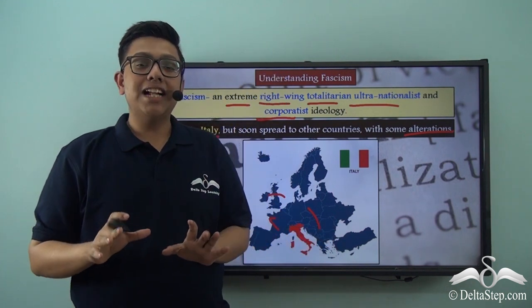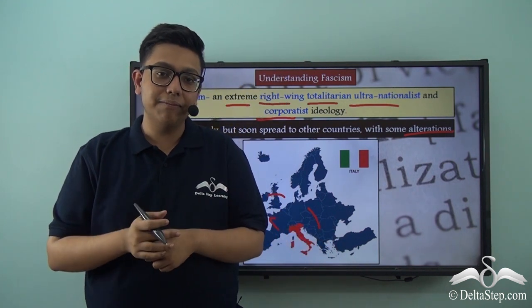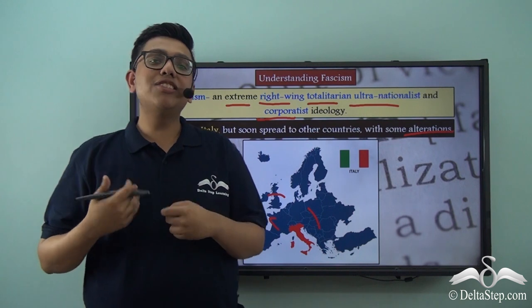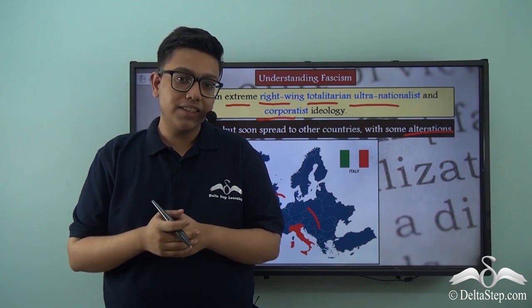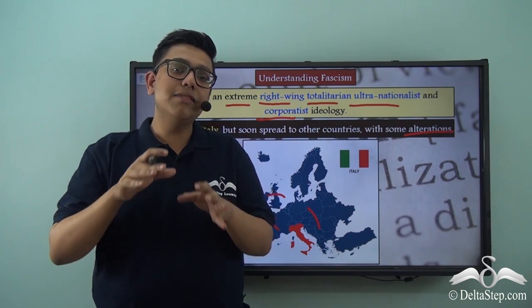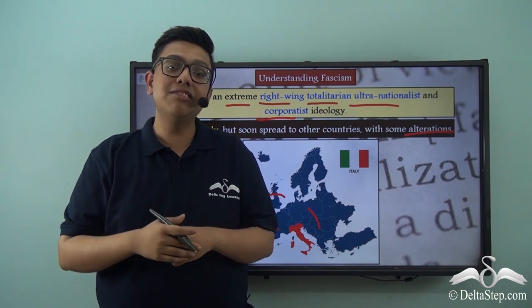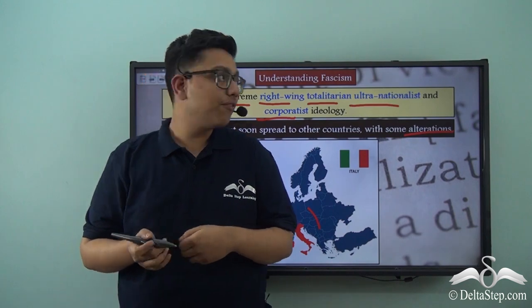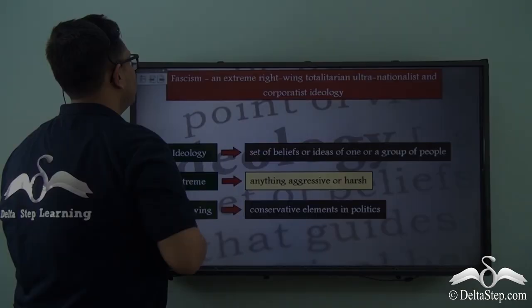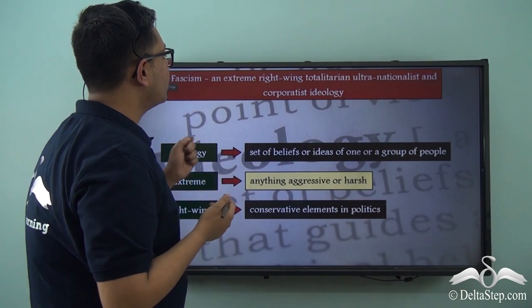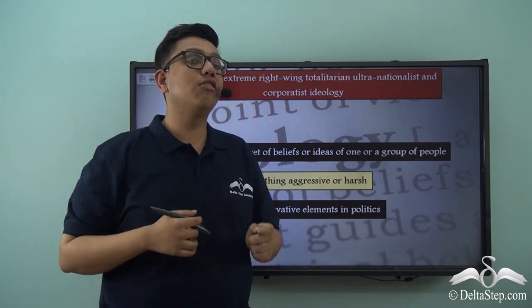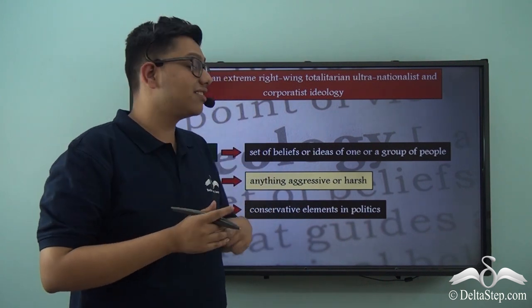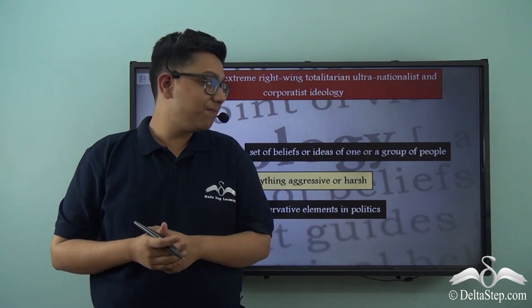Now, hold up, that's a lot of words at the same time. All this does not make much sense to you right now. So why don't we try to demystify and break down these words into easier concepts to better understand the ideology itself. So thus, let's understand why fascism was an extreme, right-wing, totalitarian, ultra-nationalist and corporatist ideology.